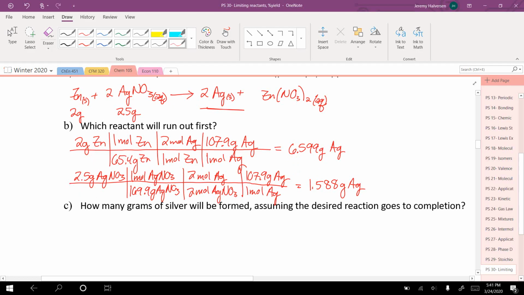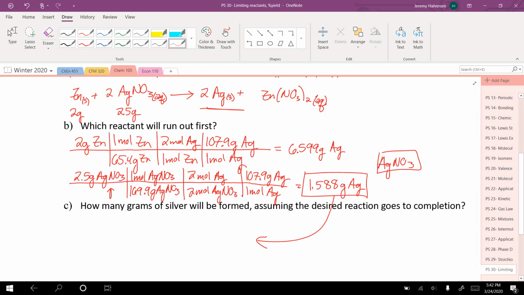If I use all my silver nitrate, I get 1.588 grams of silver. So how much silver am I going to make? I'm going to make 1.588 grams, and that's really the answer to this question. Because my two reactants react, and once 1.588 grams of silver is made, my silver nitrate runs out. It's gone, and so the reaction stops. I never get this much. This number doesn't mean anything. It never happens. It's just how much silver you would make if you had zinc and an unlimited amount of silver nitrate. But that number doesn't really mean anything. So the question now is, which reactant will run out first? AgNO3 runs out first, because it makes less silver.